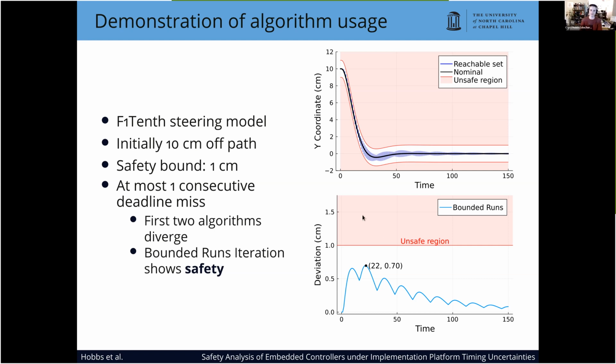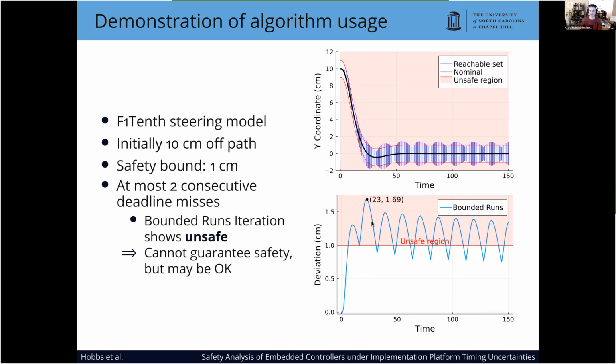Yes, certainly. So essentially, we can run these algorithms on our different systems and compute deviation. In some cases, we might find that it's safe. In other cases, we might find that the maximum bound that we could have exceeds the safety pipe.